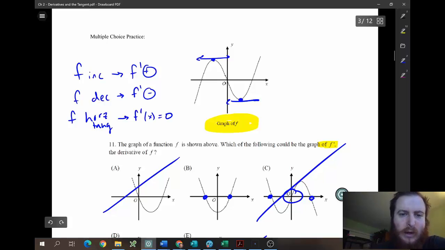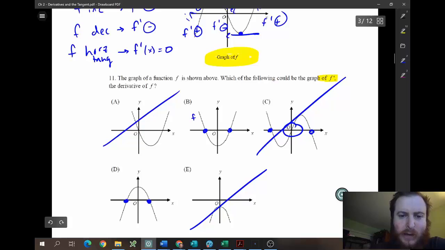So next we need to just match up the positives and the negatives. So this graph goes from increasing to decreasing and then back to increasing. So that means f prime needs to go from positive to negative and then back to positive. So that's B. In B, f prime was positive and then negative and then back to positive.